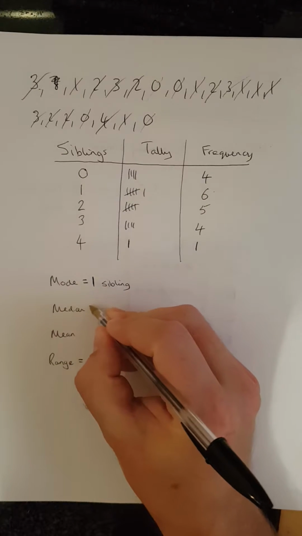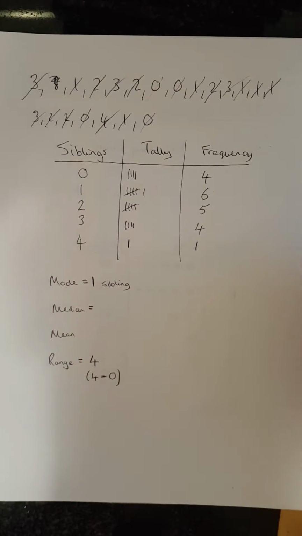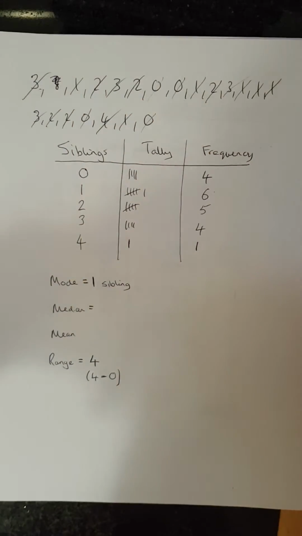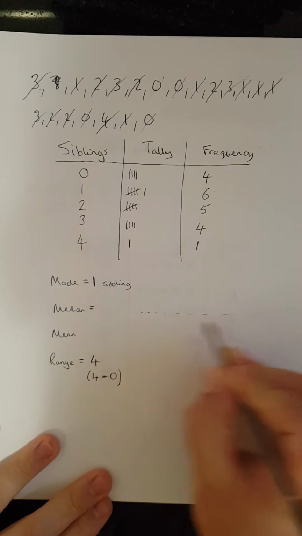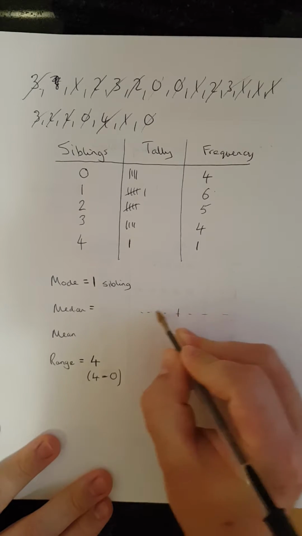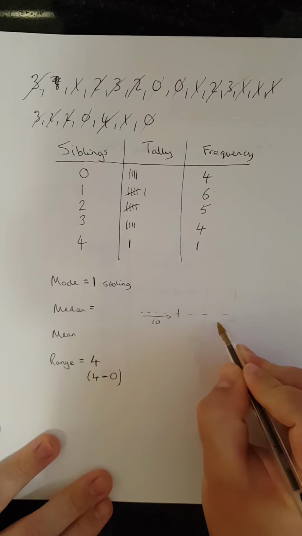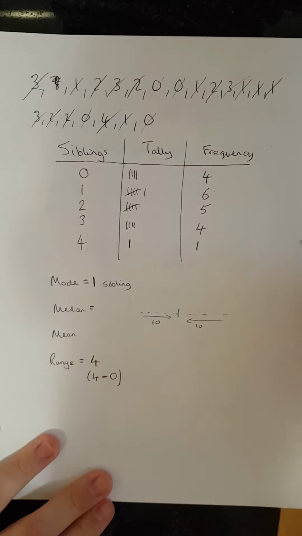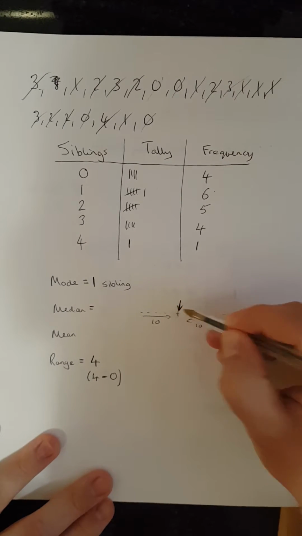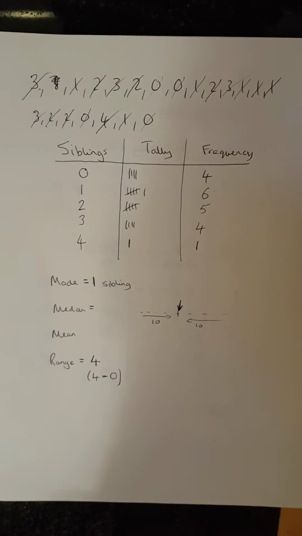Now let's do the median. So there were 20 bits of data. If I was to line them up, I could put 10 on this side and 10 on this side. And then what I would need to do is go in between the middle bits to find the median.